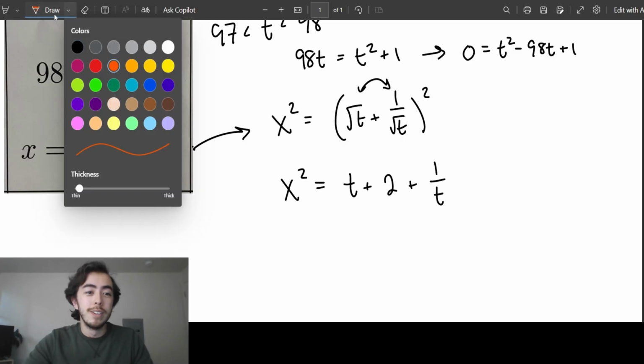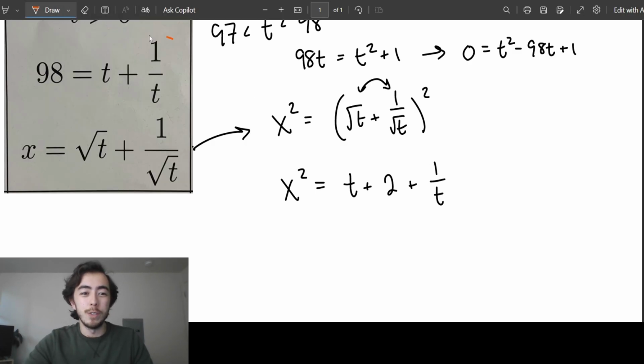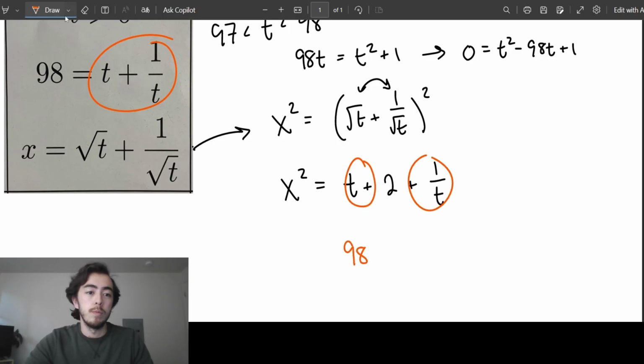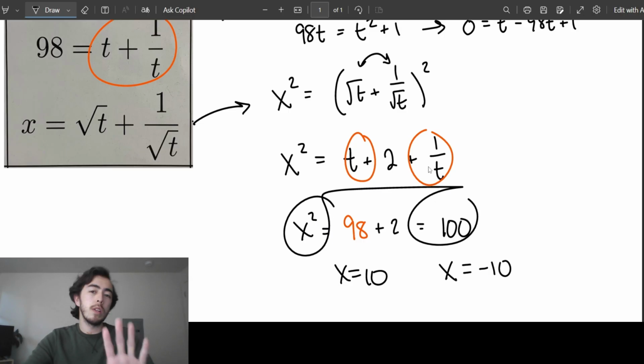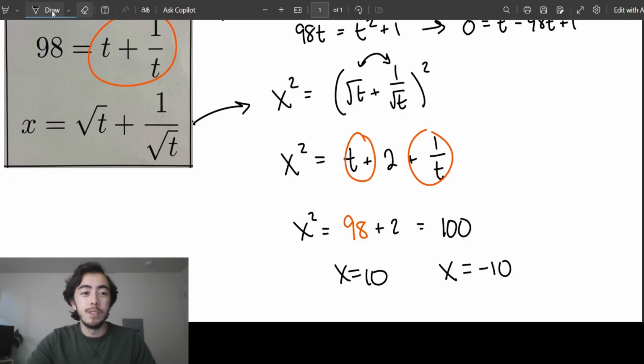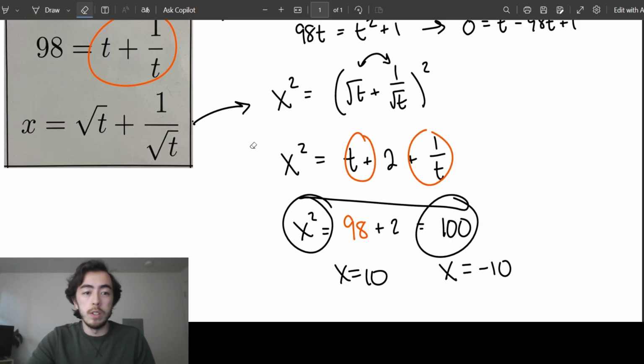And what do you know? t plus 1 over t, which we have here and here, is exactly equal to 98. So we don't even need to know what t is for today. All we need to know is that x squared is equal to 98 plus 2. And that leaves us with two possibilities. Either x is 10, which it will be, or x is negative 10, right? From this equation, and only this equation for now, we know two possibilities, because I could plug in a negative 10 from here and also still get a 100.